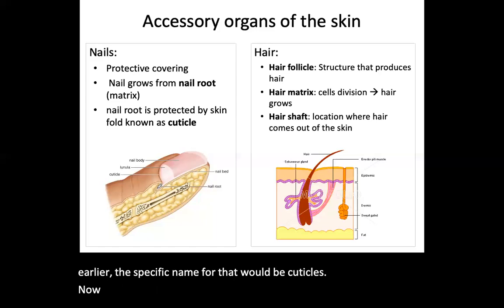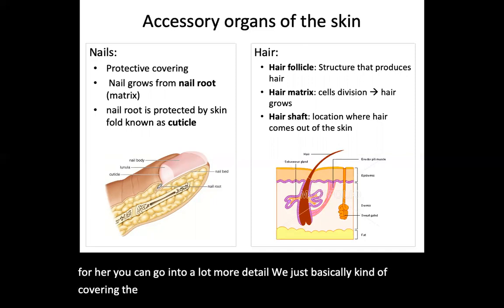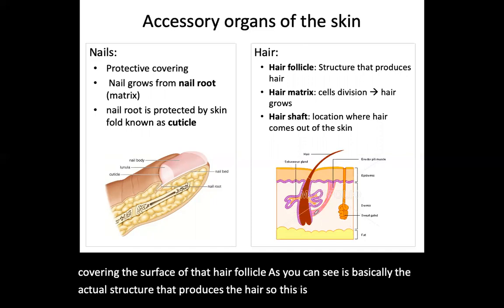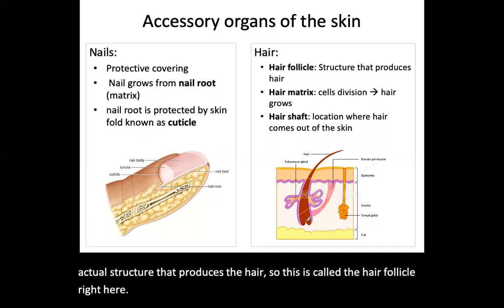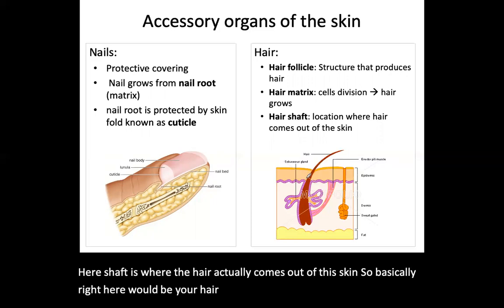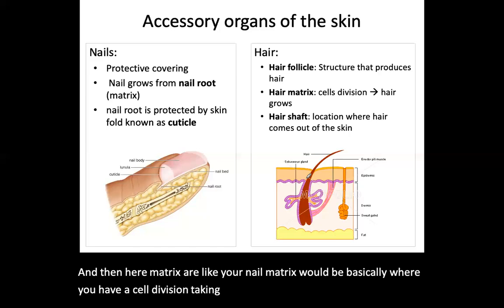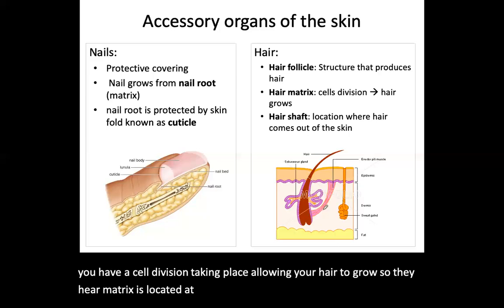Now, for hair, we have a couple of words again that are essential. Again, for hair, you can go into a lot more detail. We're just basically covering the surface of that. Hair follicle, as you can see, is basically the actual structure that produces the hair. So this is called the hair follicle right here. Hair shaft is where the hair actually comes out of the skin. So basically right here would be your hair shaft. And then hair matrix, like your nail matrix, would be where you have cell division taking place, allowing your hair to grow. So the hair matrix is located at the base of your hair follicle.